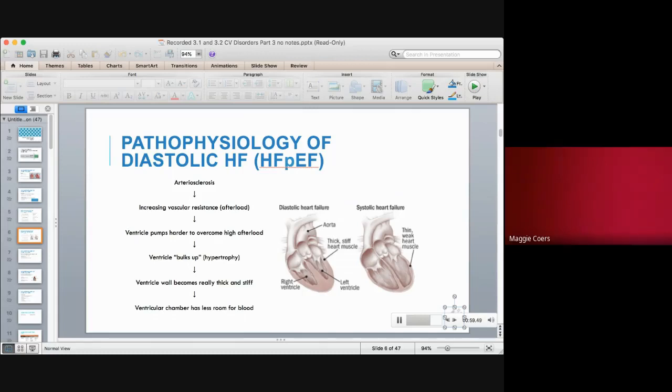In diastolic, the ventricle becomes very thick, very stiff, and from the diagram over here, we can see how the chamber in the left ventricle is really diminished and the chamber does not fill up. So there's really not enough blood that can get in. All right, so we have more of a filling problem because of this thick wall related to the diastolic heart failure.